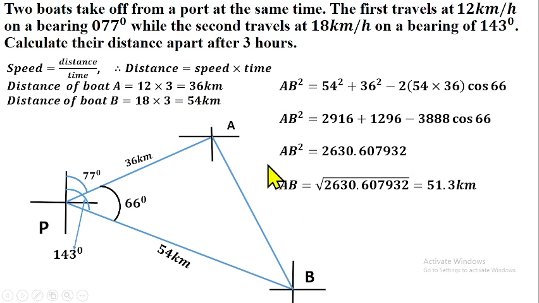So we have AB squared equals 54 squared plus 36 squared minus 2 times 54 times 36 times cos 66. If you simplify further based on what you have on the screen, the calculator will help you simplify this. Then find the square root of both sides. We have 51.3 km. That gives us the distance between the two boats. You should also be able to find the bearing of boat A from B, or the bearing of B from A.